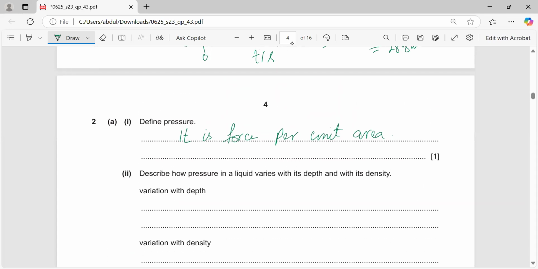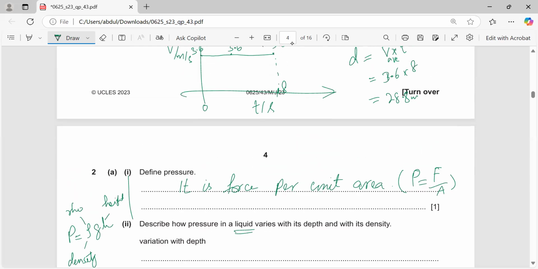Pressure is equal to force per unit area. And this is talking about a liquid, and pressure in liquids is P equals rho g h. This rho represents density, h represents height, in other words depth, and g is the acceleration due to gravity. And we know one thing very well, we discussed it, that in liquids, number 1, pressure is directly proportional to the density when the depth is kept constant.